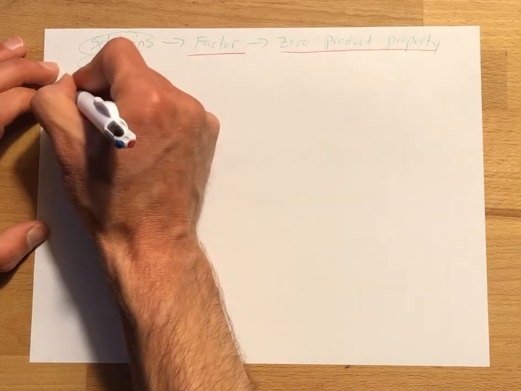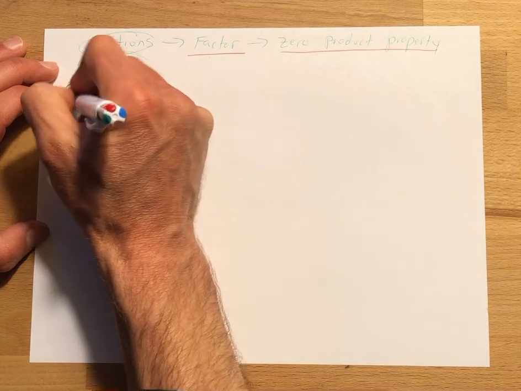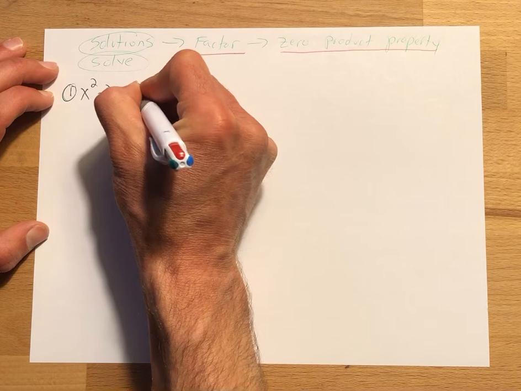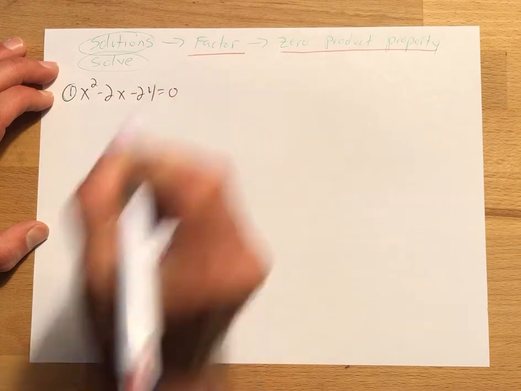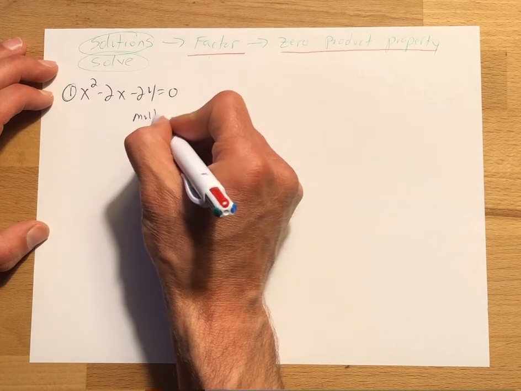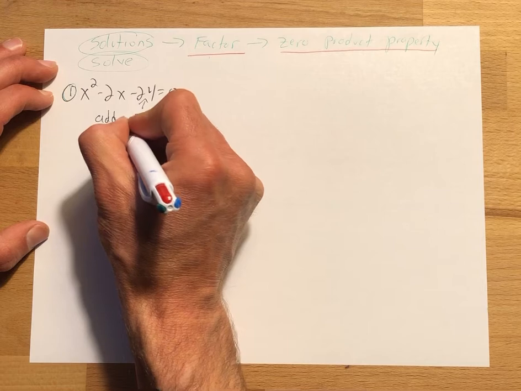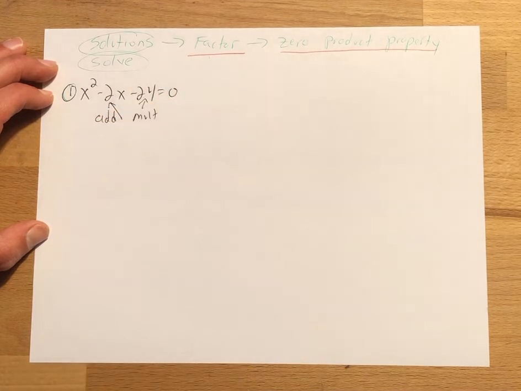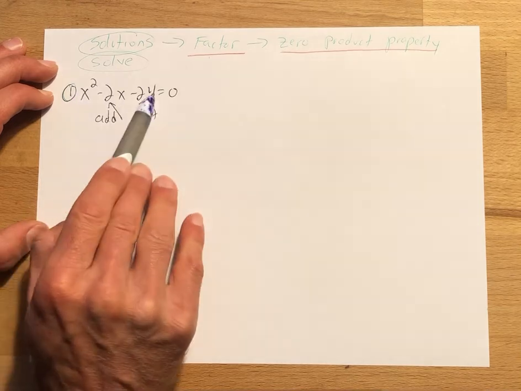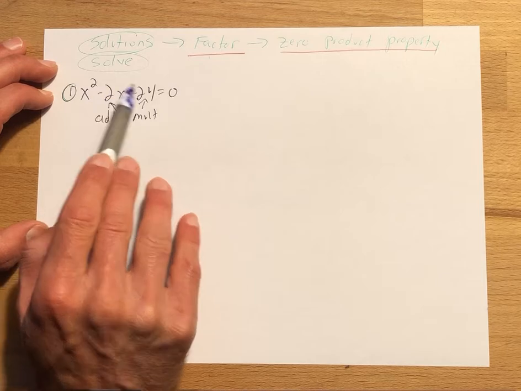For number one, I have x squared minus 2x minus 24 equals 0. Now remember how to do this. You have to find two numbers that multiply together to give you this term, and those same two numbers have to add together to give you negative 2. This only works when your a equals 1 and it's a trinomial where it starts off in standard form, ax squared plus bx plus c.